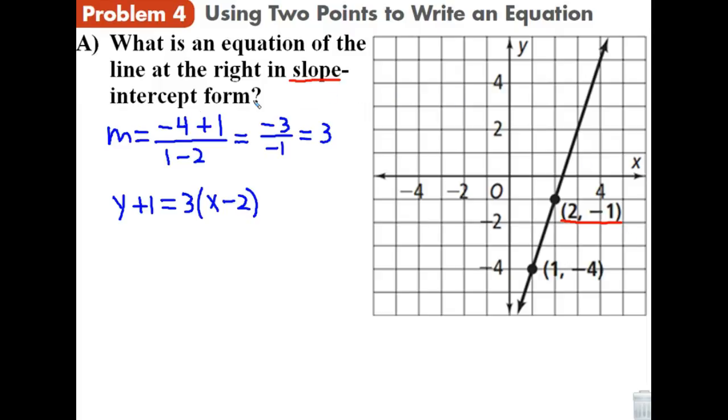And then notice for this problem we want an answer in slope-intercept form though. So to do that, what I'll do is just solve this equation for y. We'll start by distributing the 3 on the right side. That'll give us y plus 1 is equal to 3x minus 6. And then subtract 1 from both sides. That'll give us y is equal to 3x minus 7.